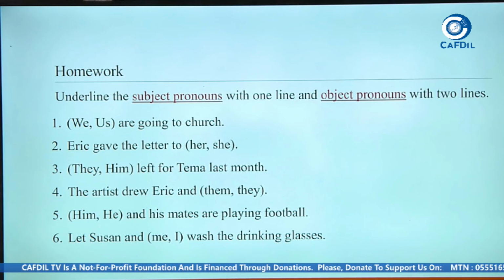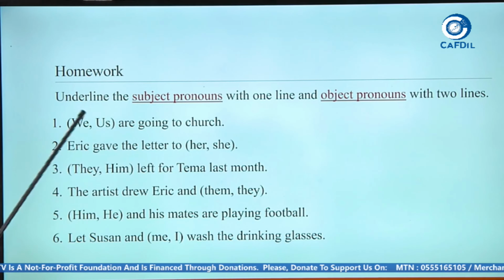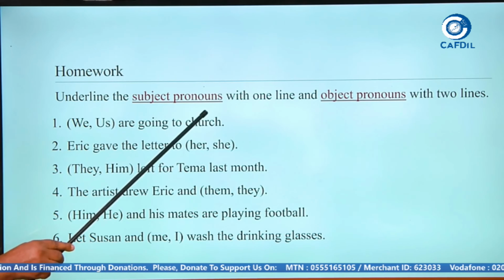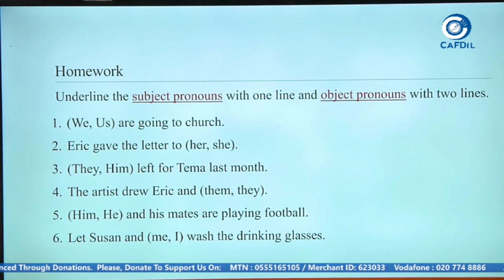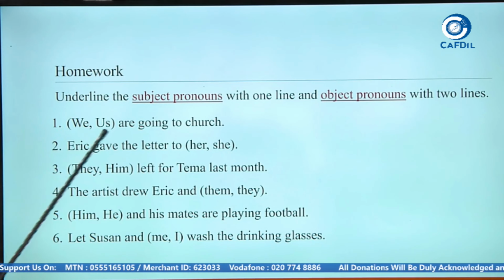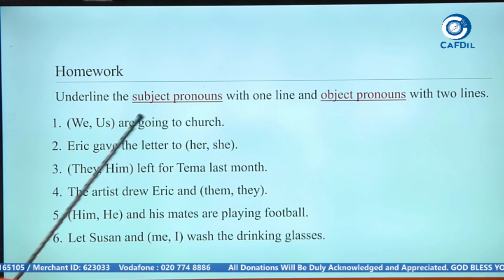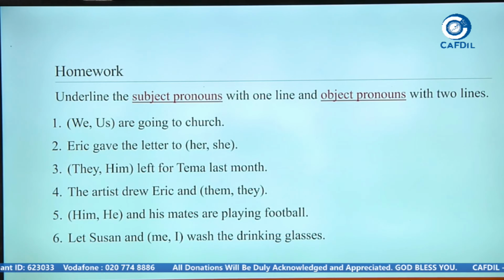Let's take it again. Homework. Underline the subject pronouns with 1 line and the object pronouns with 2 lines. The first sentence reads, in the bracket we have we, us, are going to school. 2. We have Eric gave the letter to, in the bracket we have her and she.